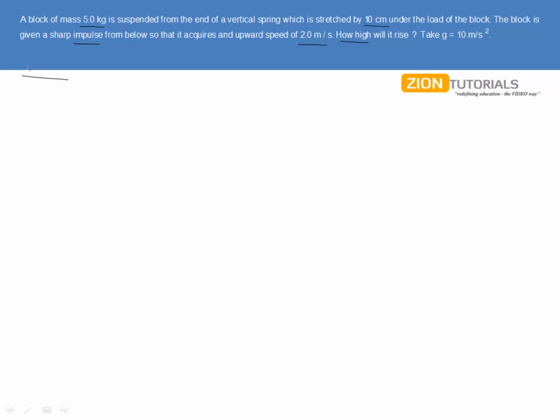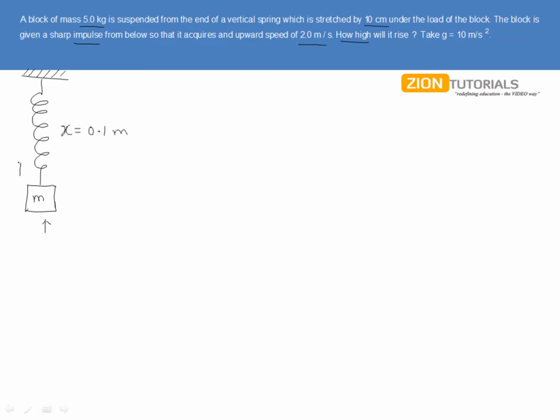Now let us first draw the diagram for this question, in which we have a vertical spring to which a block of mass m has been attached. Now we have assumed that initially it has an extension of x in order to balance this block, and this x is actually 0.1 meters or 10 centimeters, as given in the question. Now what happens is that an impulse is given, due to which this block gets some change in its momentum, that is, it gets some velocity.